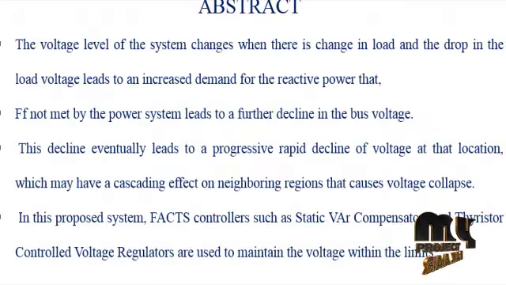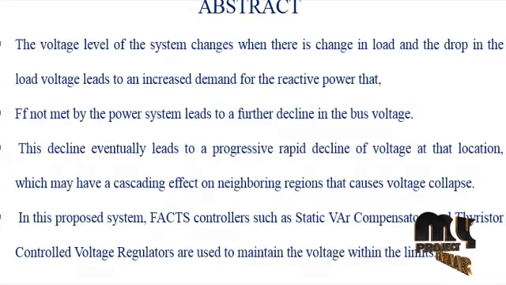Let us see the abstract of our product. The voltage level of the system changes when there is a change in load, and the drop in the load voltage leads to an increased demand for reactive power that, if not met by the power system, leads to a further decline in the bus voltage. This decline eventually leads to a progressive rapid decline of voltage at the location, which may have cascading effects on neighboring regions that cause voltage collapse.